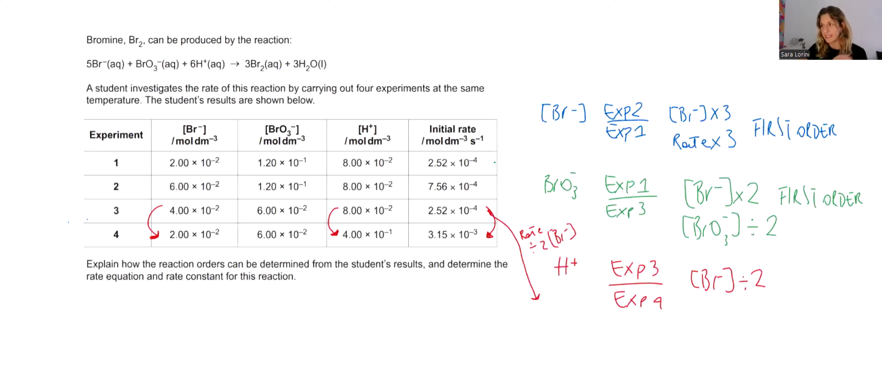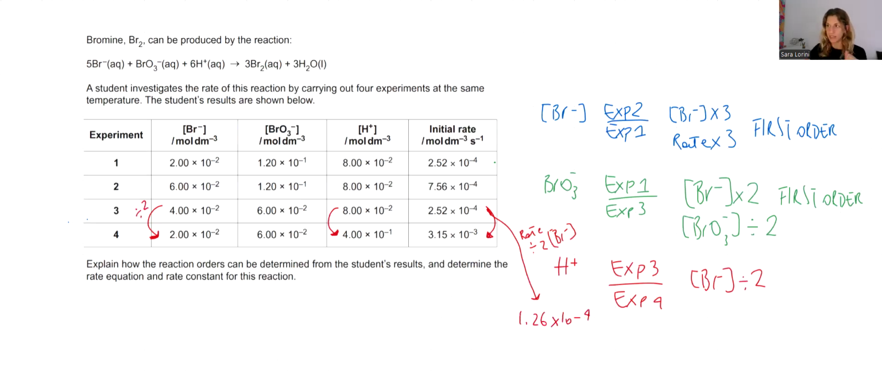Okay, so the rate changes from 2.52 times 10 to the minus 4, and it is going to be divided by 2 because that's the change of the first order bromide. So it's going to give us 1.26 times 10 to the minus 4. Okay, this is the rate, remember, just because of the effect of bromide. Now we can compare how the rate has changed now that we've removed the effect of the bromide.